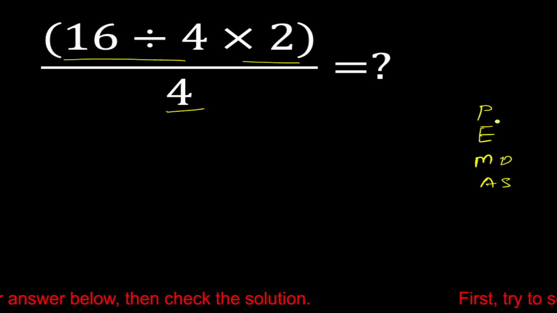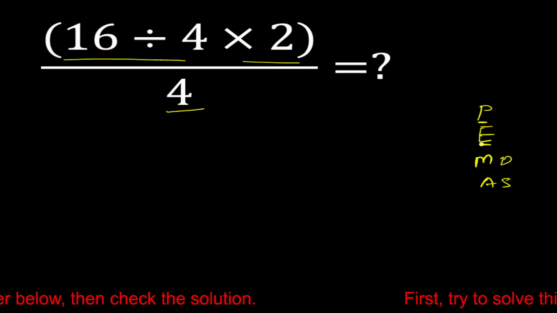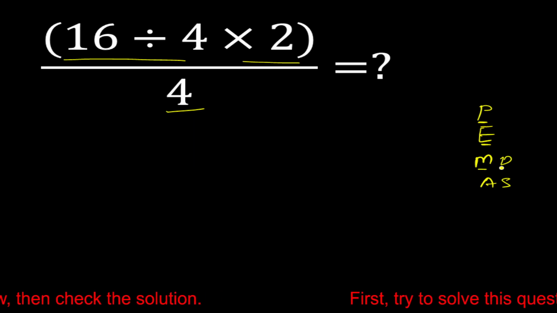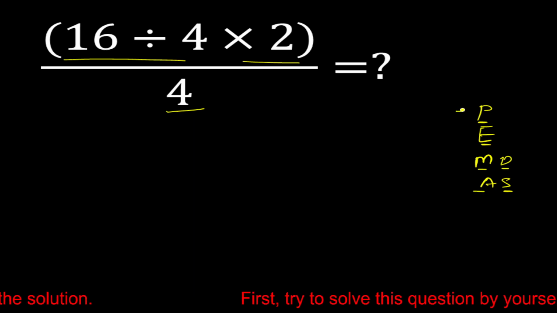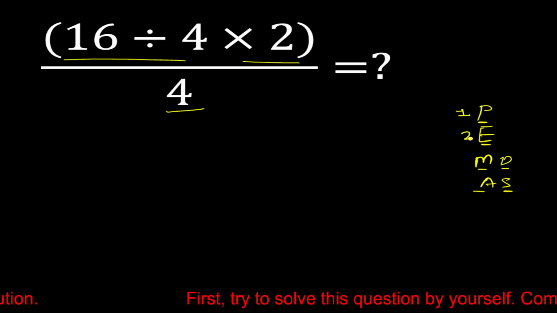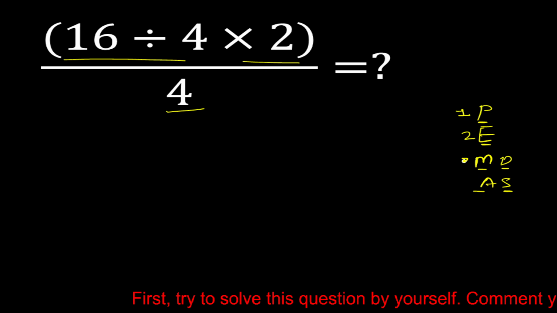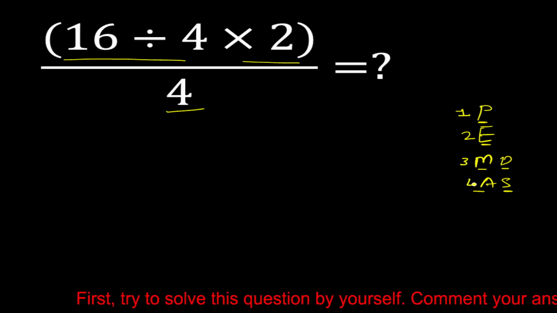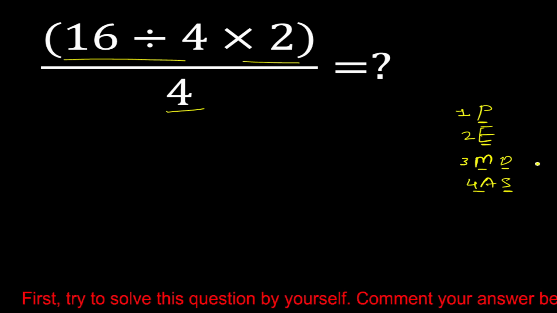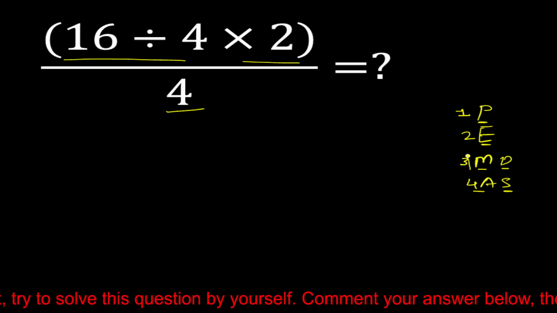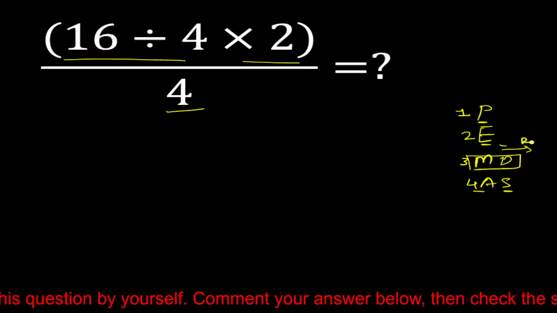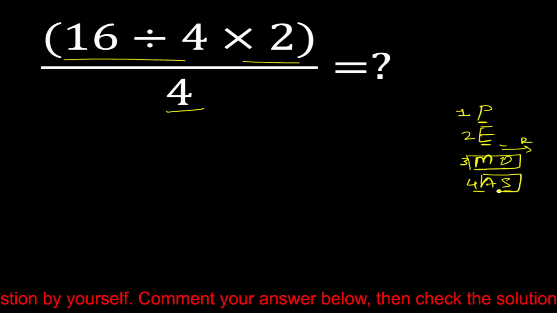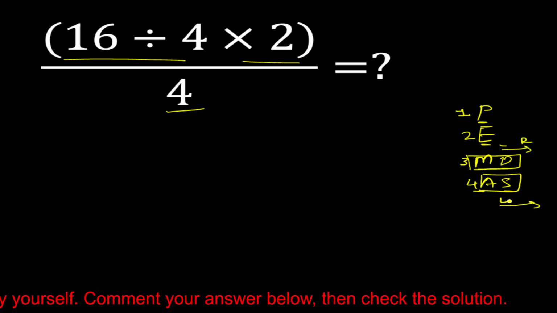PEMDAS. According to the PEMDAS rule, P means parentheses, E means exponents, M means multiplication, D means division, A means addition, and S means subtraction. First priority is parentheses, then second priority is exponents, then third priority is multiplication and division, and fourth and last priority is addition and subtraction. Here multiplication and division both have equal priority, so we have to solve from left to right. And also addition and subtraction both have equal priority, so we have to solve from left to right.